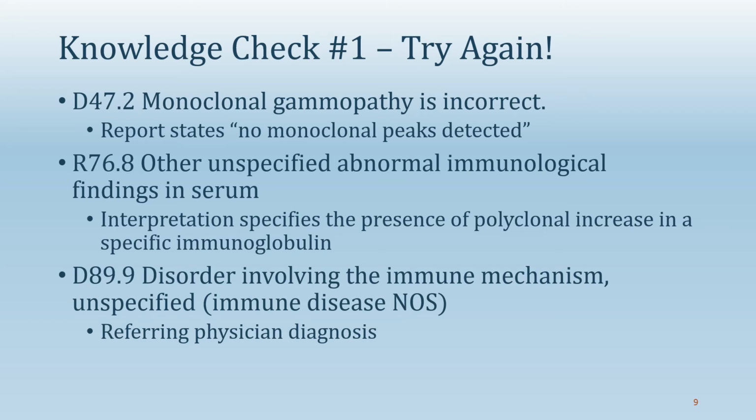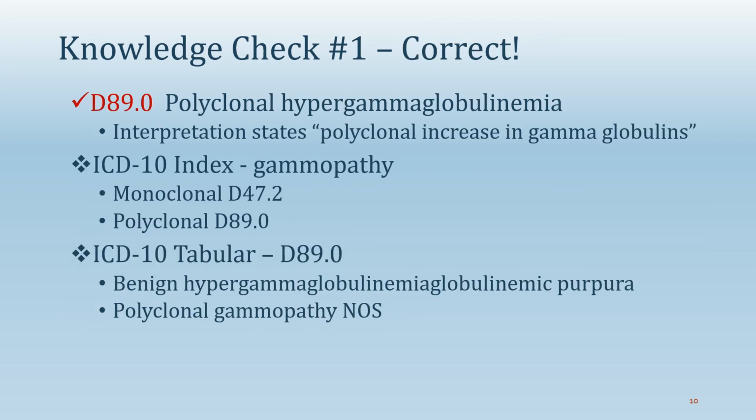R76.8 is not specific to the abnormal findings supported in the pathologic interpretation. Finally, since the pathologic interpretation is complete, then the referring physician's diagnosis, D89.9, is not the primary diagnosis. D89.0, polyclonal hypergammaglobulinemia, is the correct diagnosis code for billing the pathologic interpretation of this test. The citation from the codebook is noted here as a reference.